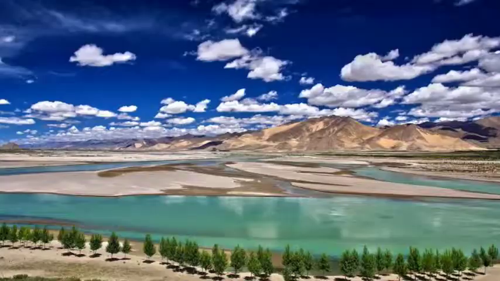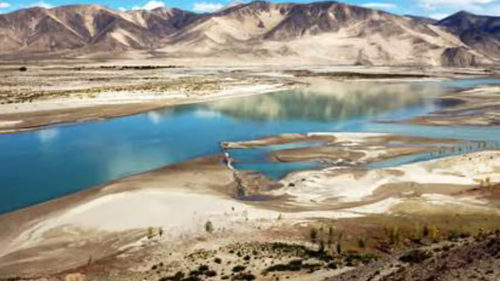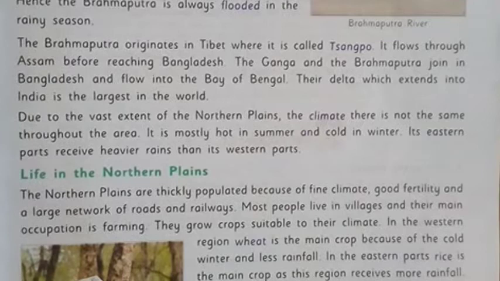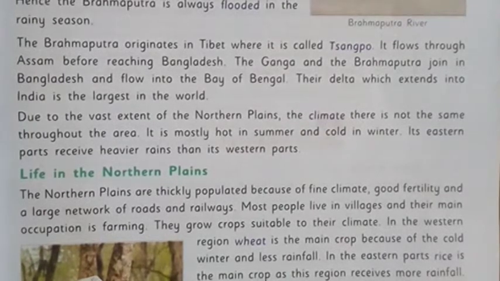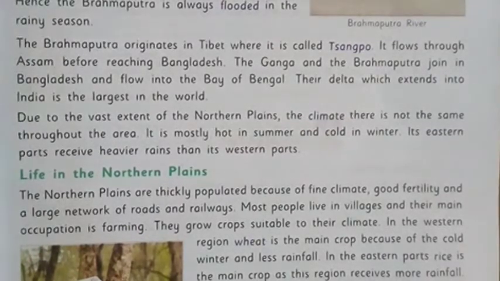Now the Brahmaputra River originates in Tibet where it is called Sangpo, and it flows through Assam before reaching Bangladesh. The Ganga and the Brahmaputra join in Bangladesh and flow through the Bay of Bengal. The delta, which extends into India, is the largest in the world.